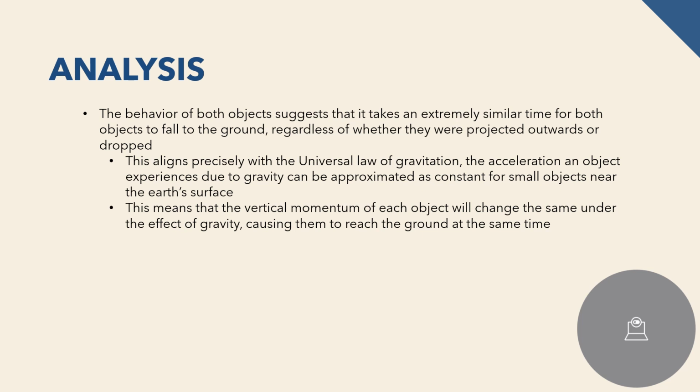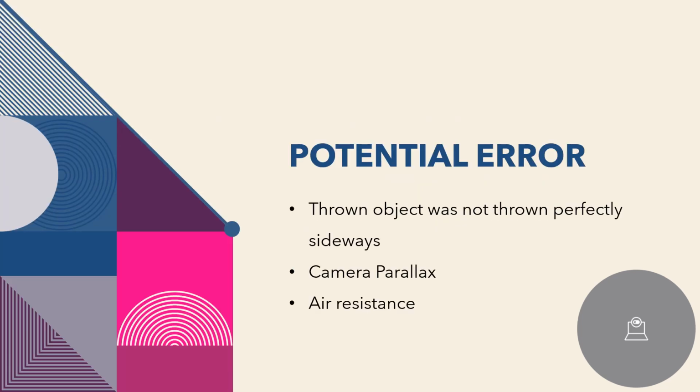To analyze this result, the behavior of both objects suggests that it takes a very similar amount of time for both objects to fall to the ground, regardless of whether they're projected outwards or dropped. This aligns precisely with the universal law of gravitation, which states that the acceleration of an object due to gravity can be approximated as constant for small objects near the Earth's surface. This means that the vertical momentum of each object will change the same under the effect of gravity, causing them to reach the ground at the same time.